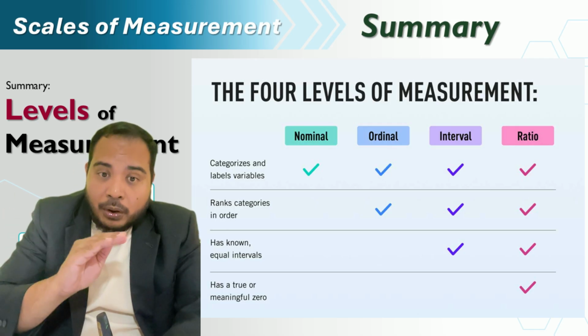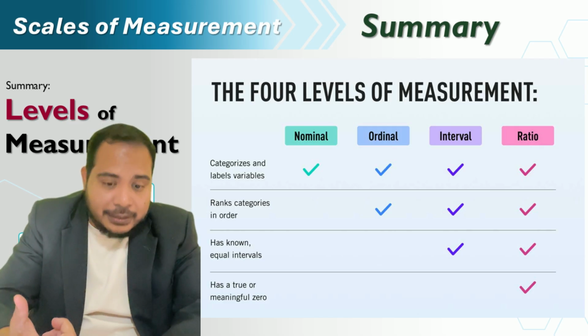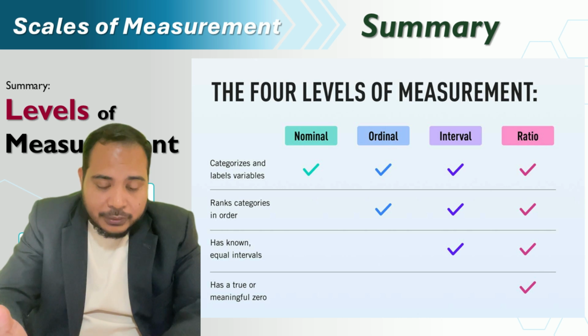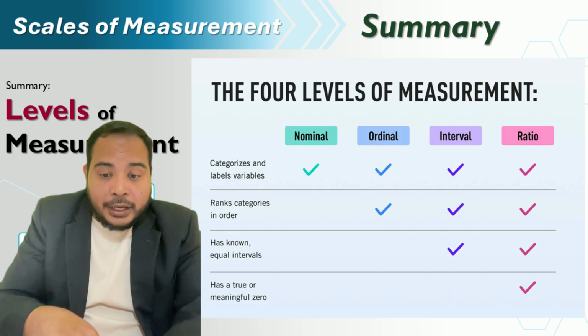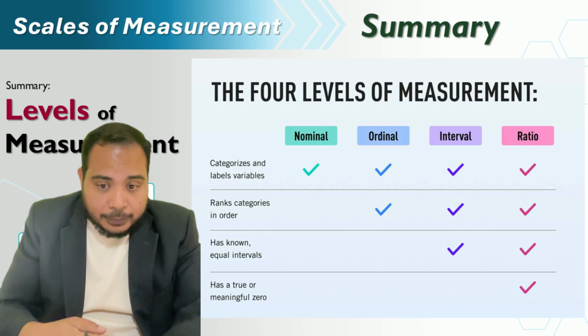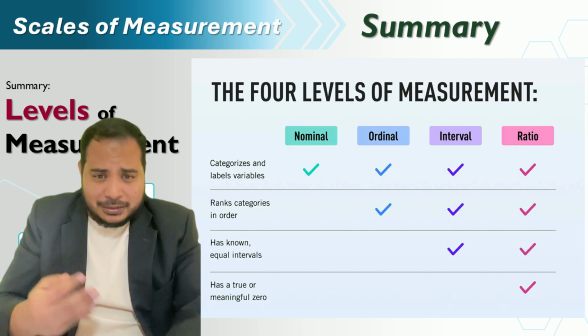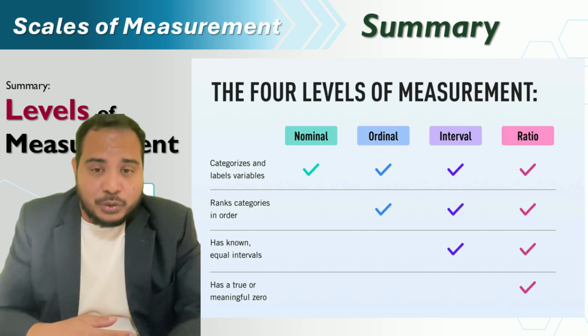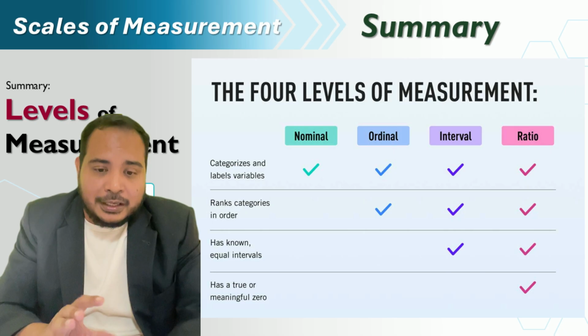So ratio has all of these properties. Interval only has three: categorizing and labeling, rank, and equal intervals, but does not have absolute zero meaning. Ordinal only allows us to do two things: categorizing and labeling, and rank order. The lowest level of measurement is nominal, where it allows us only to categorize and label. Okay, that's all for this first part on the levels or scales of measurement.